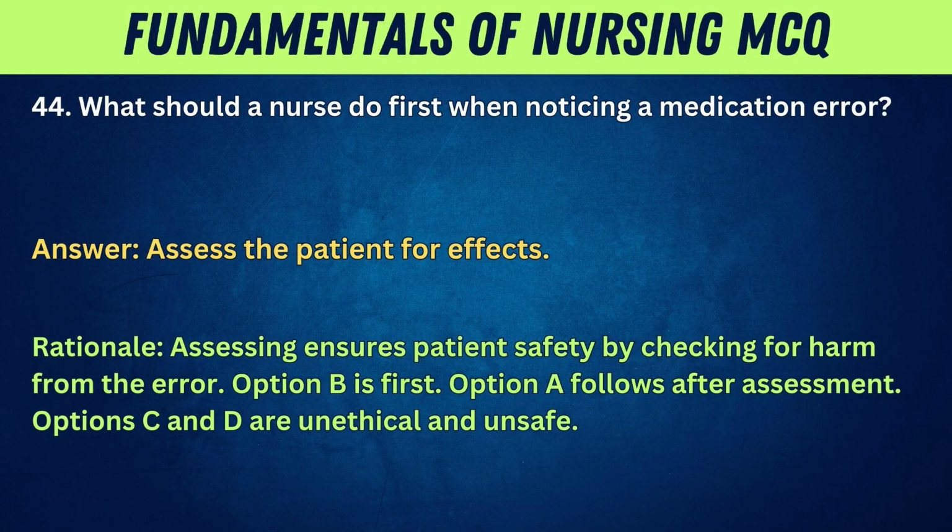Answer. Assess the patient for effects. Rationale. Assessing ensures patient safety by checking for harm from the error. Option B is first. Option A follows after assessment. Options C and D are unethical and unsafe.